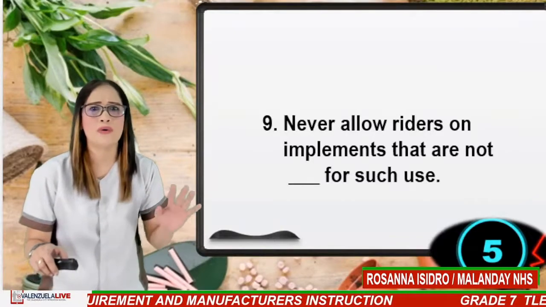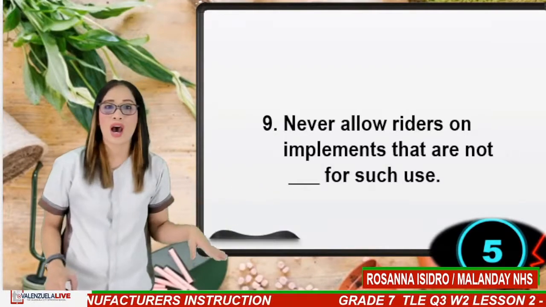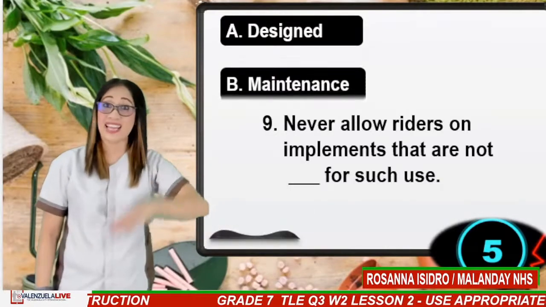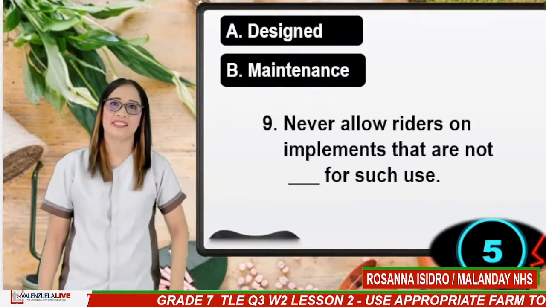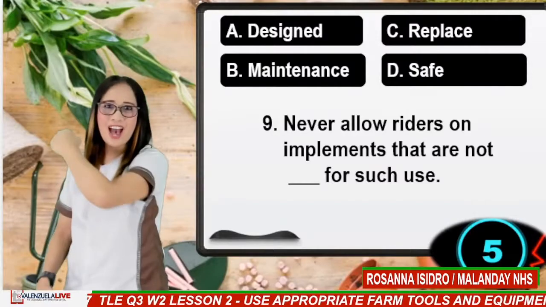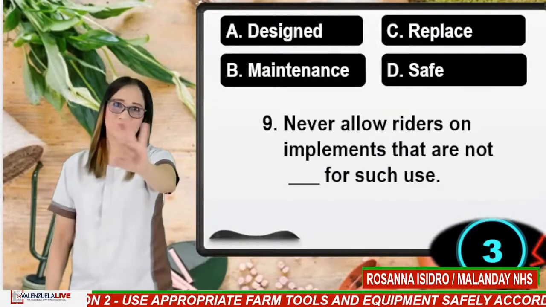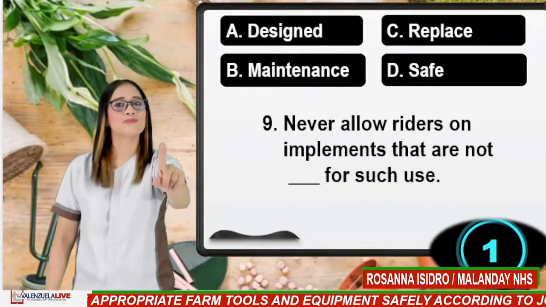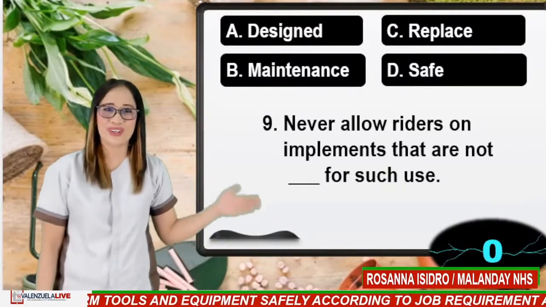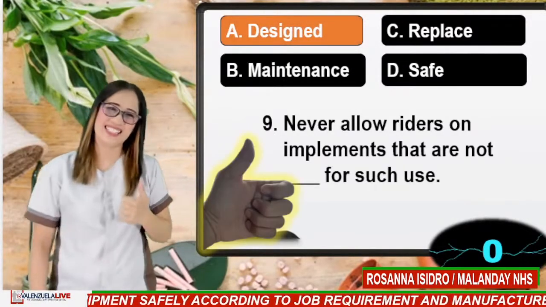Number 9. Never allow riders on implements that are not blank for such use. It is letter A, design, letter B, maintenance, letter C, replace, or letter D, safe. Your time starts now. Oops, time's up. If your answer for number 9 is letter A, design, you're the best.